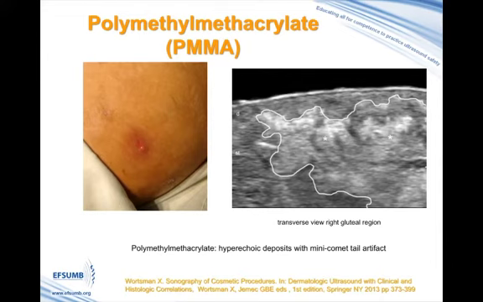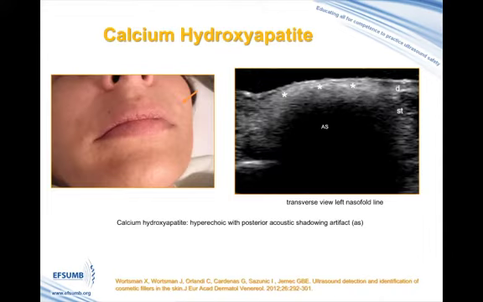This is another type of cosmetic filler called calcium hydroxyapatite. On the left, you can notice the lump in the peribuccal region, and on the right, you can see the hydroxyapatite because it appears as hyperechoic dermal deposits that produce a posterior acoustic shadowing artifact. This artifact is due to the calcium presence.